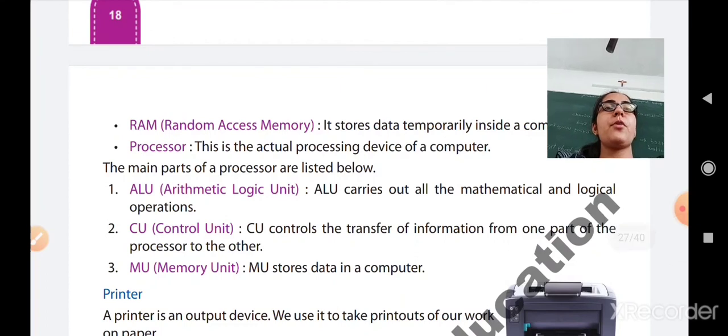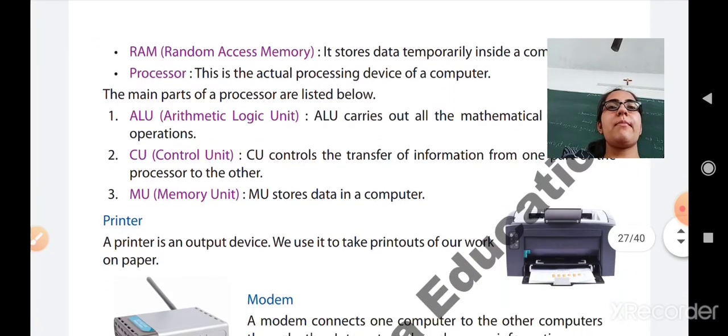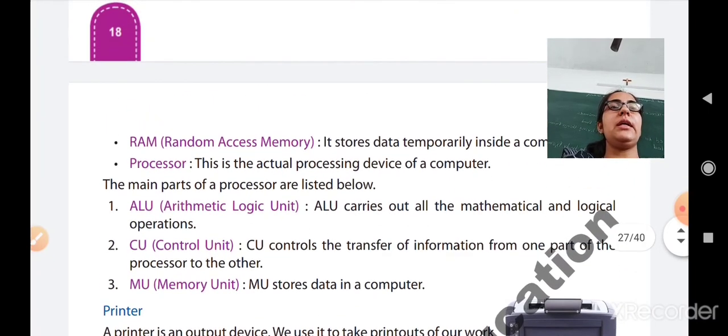So again the processor is divided into three main parts. First is ALU, which carries out all the mathematical and logical operations. Then CU, which is used to transfer the data from one part to other, and MU, that is used to store the data. Okay, so now about other devices we will study in our next period.